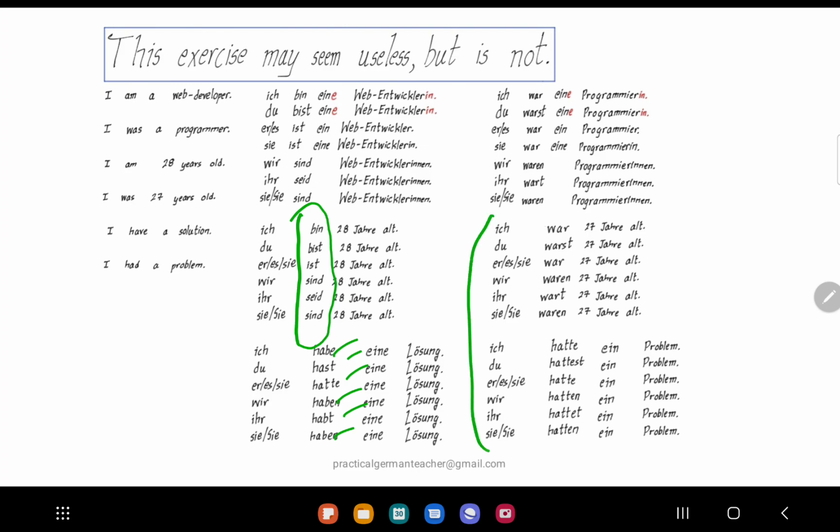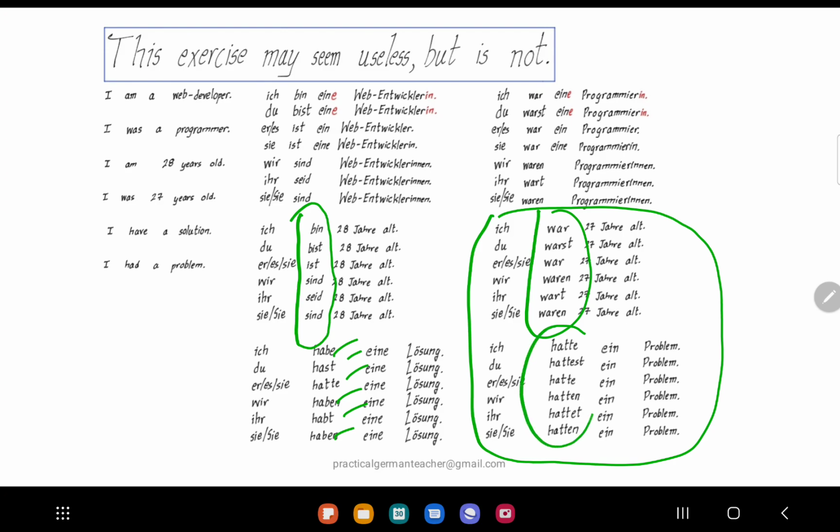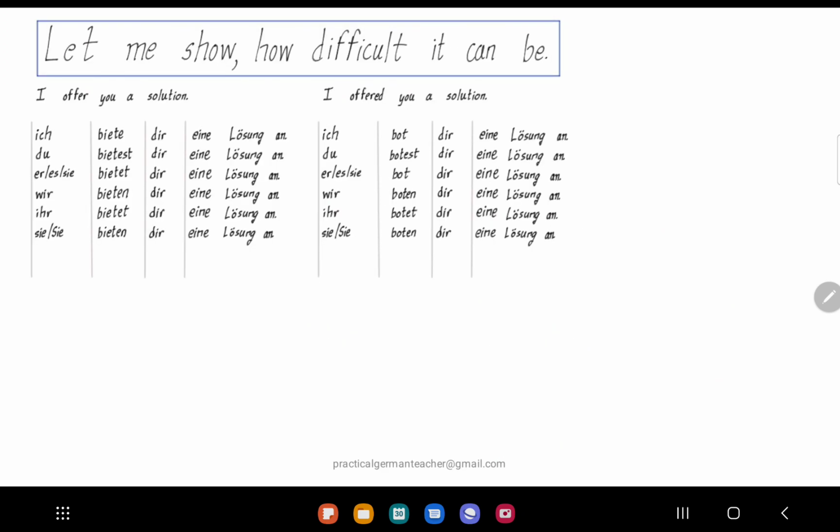And also you should remember this one. This conjugation, okay? This you should just remember. It should be crystal clear to you what is waren for ihr. What to do? Let's see.